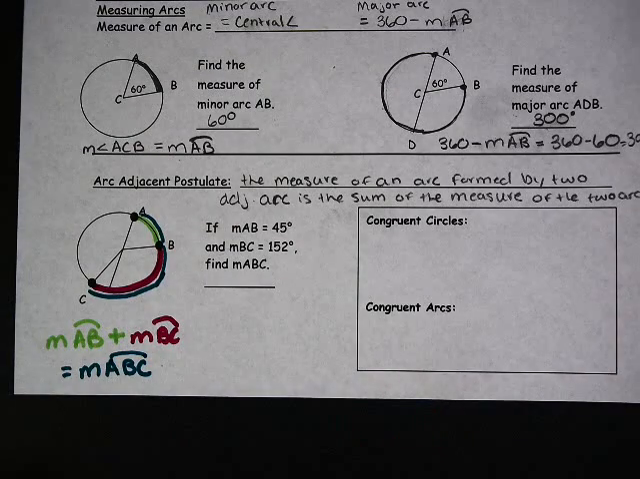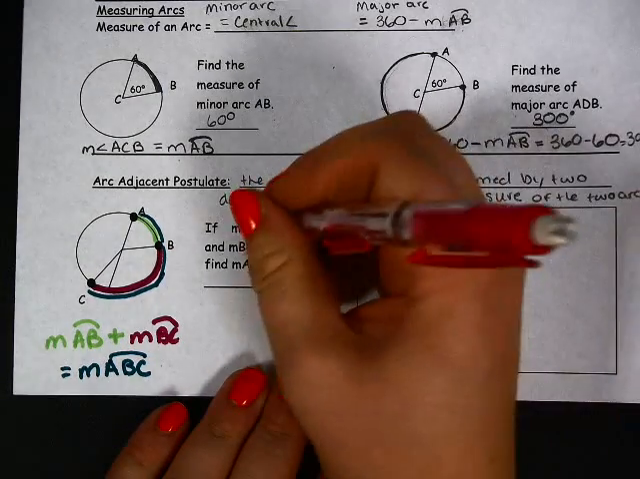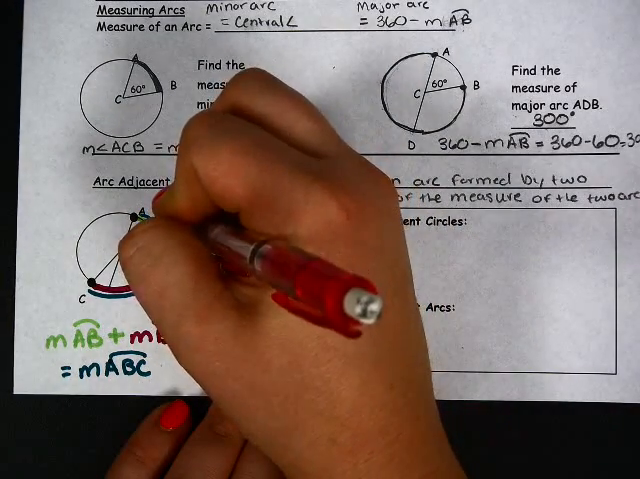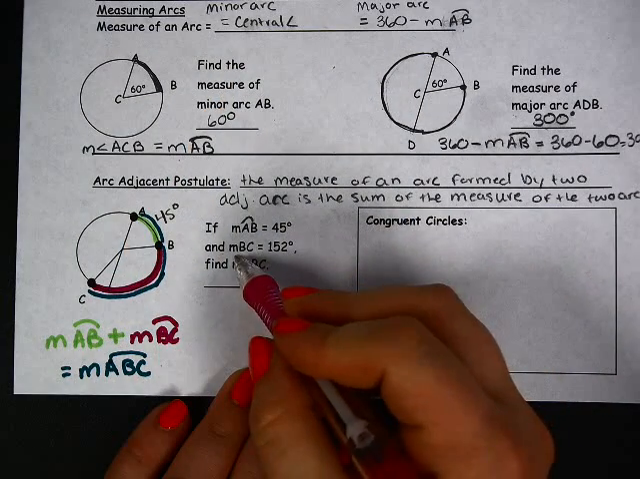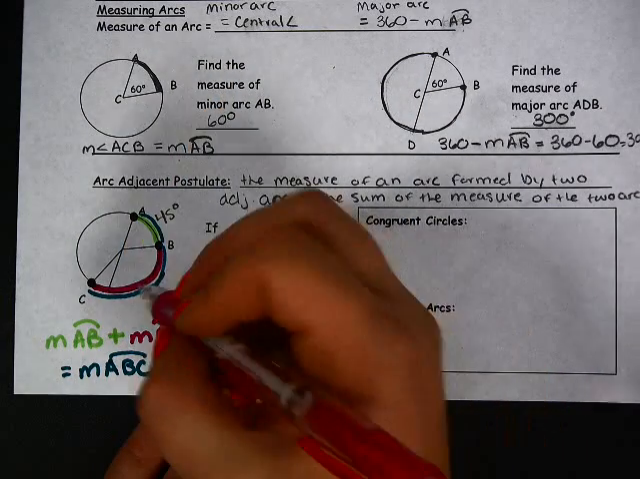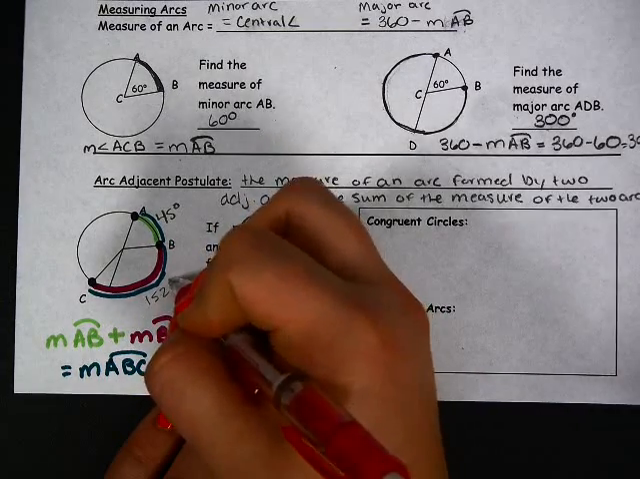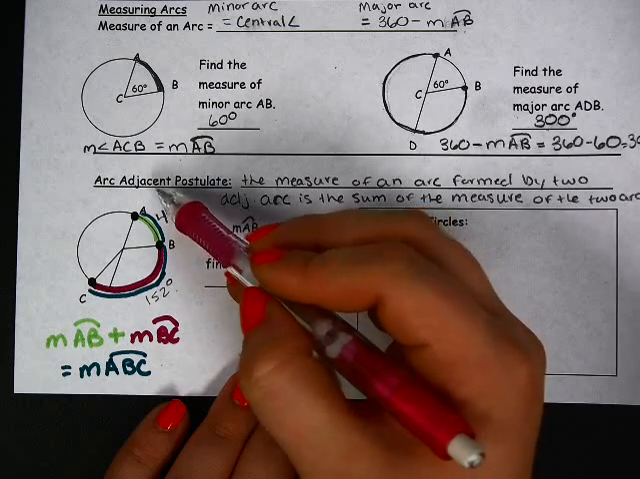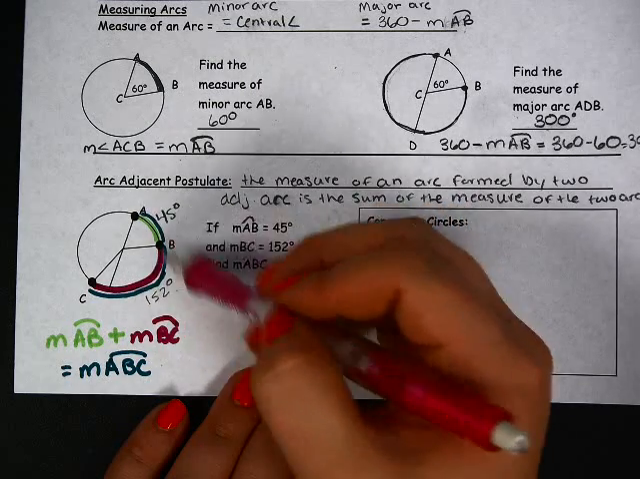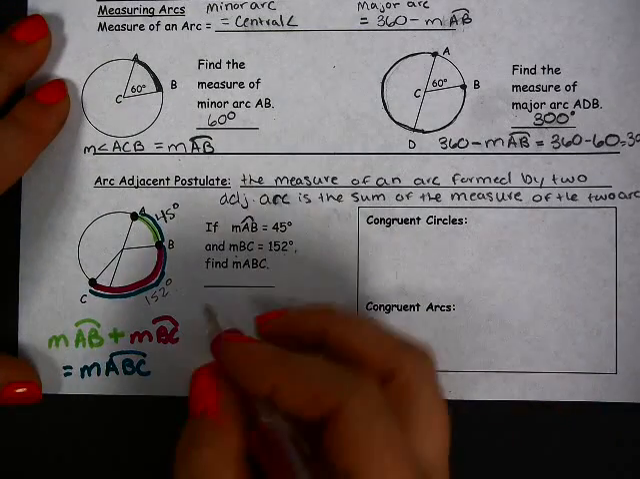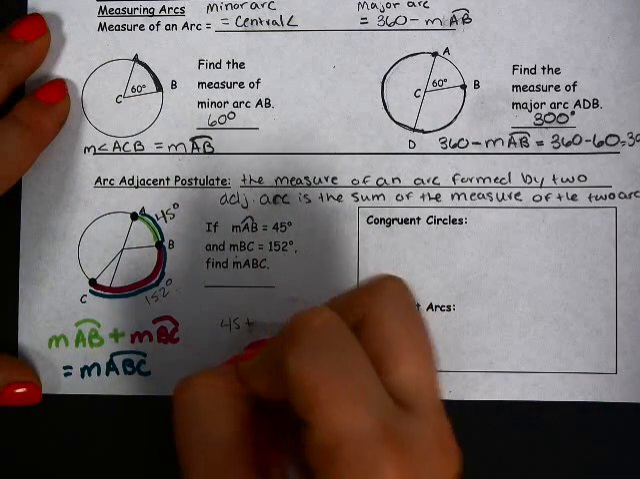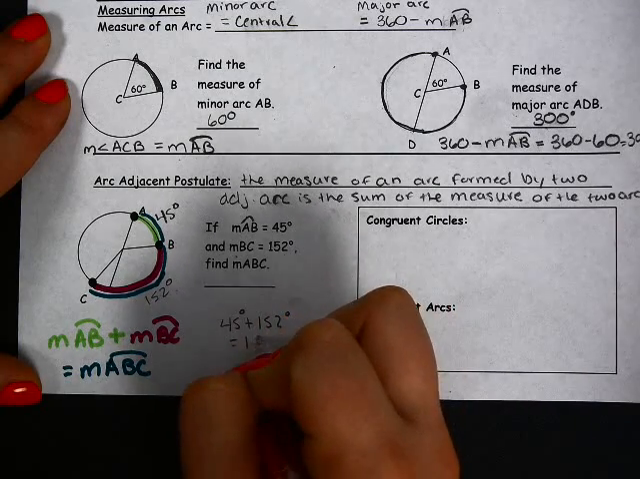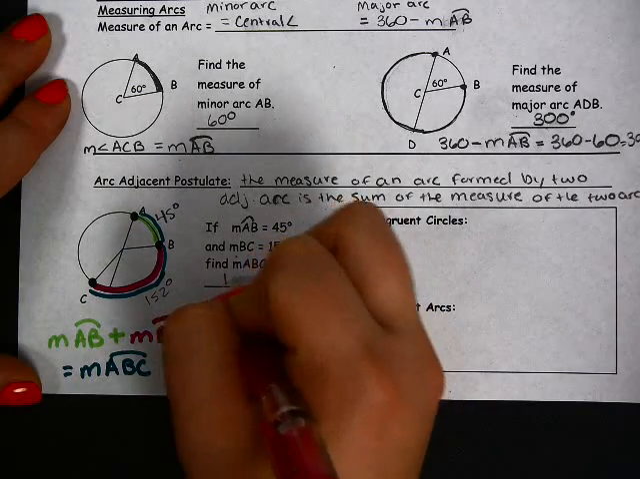Alright, so we're given that measure of arc AB equals 45 degrees, so this is 45 degrees, and then measure of arc BC is equal to 152, so this is 152 degrees. So if we add these two together, we're going to get this whole arc right here. Okay, so this whole arc is going to be 45 plus 152 degrees, which is going to equal 197 degrees.